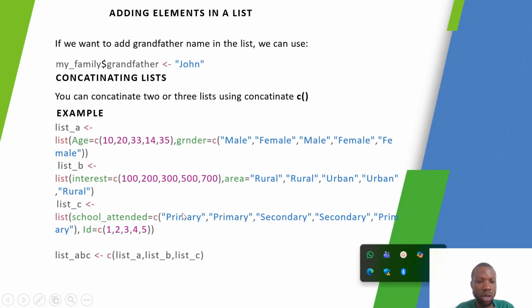What we are doing when we are adding lists, we can use concatenate. See, here there is list A, list B, and list C. So if we are interested in adding those lists, I will use concatenate, and then list A, list B, and list C. Those are the things that we will use once we are adding lists among the lists.